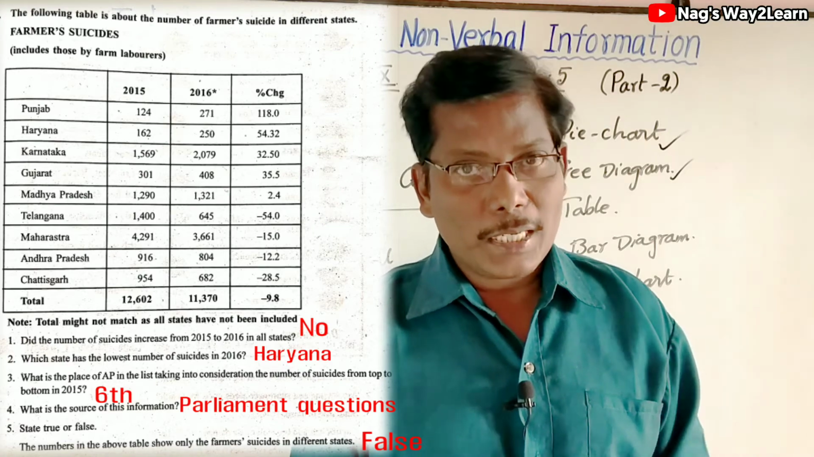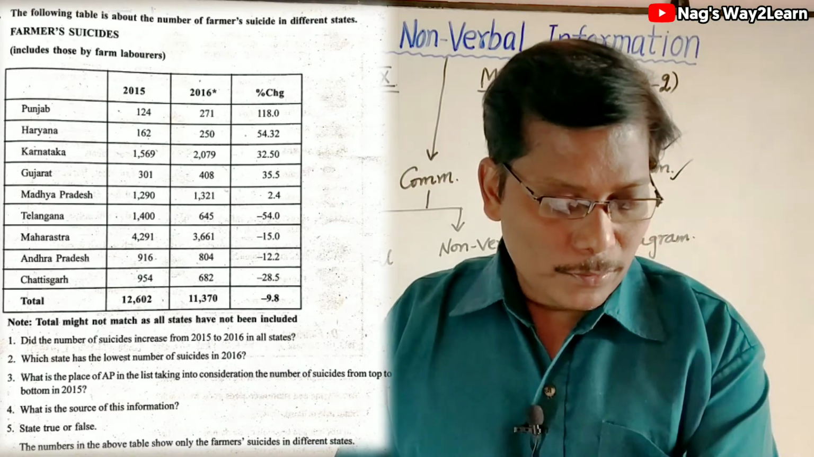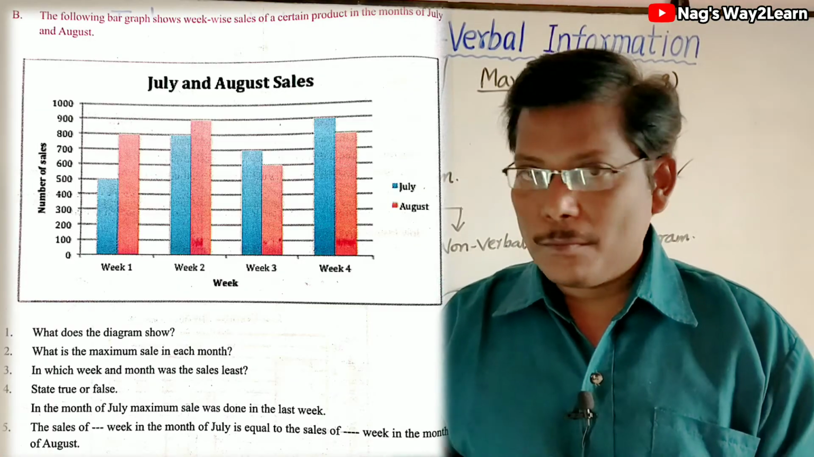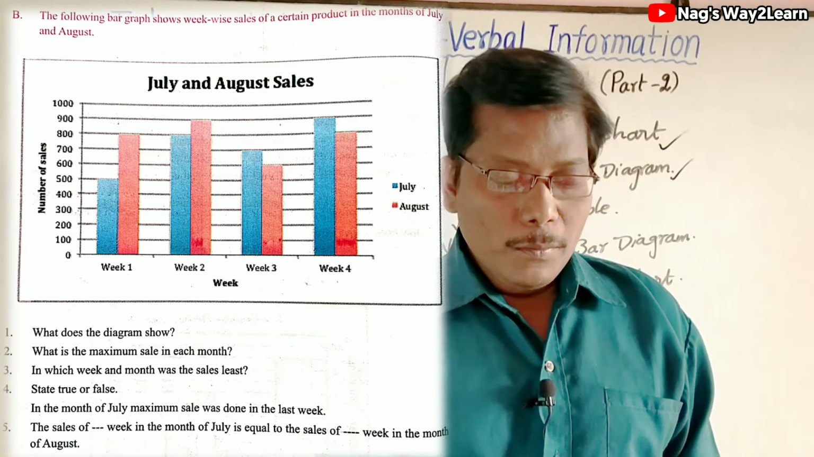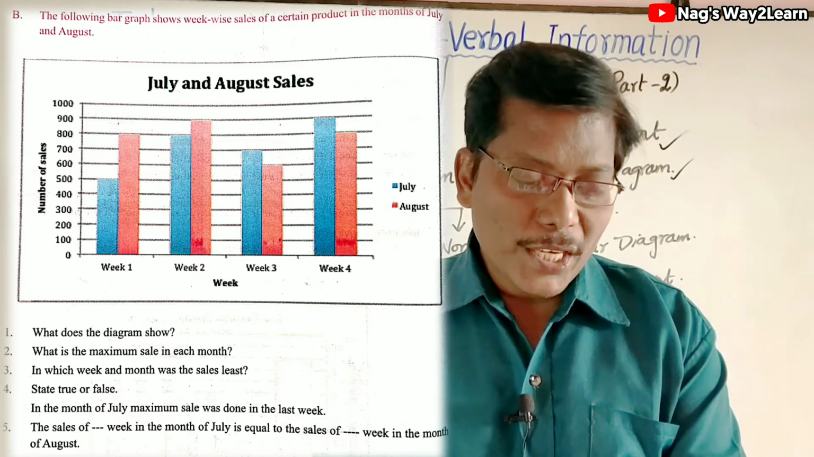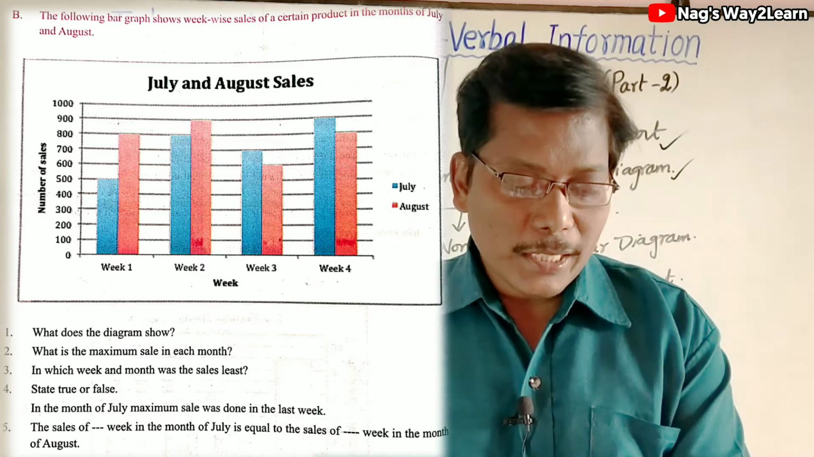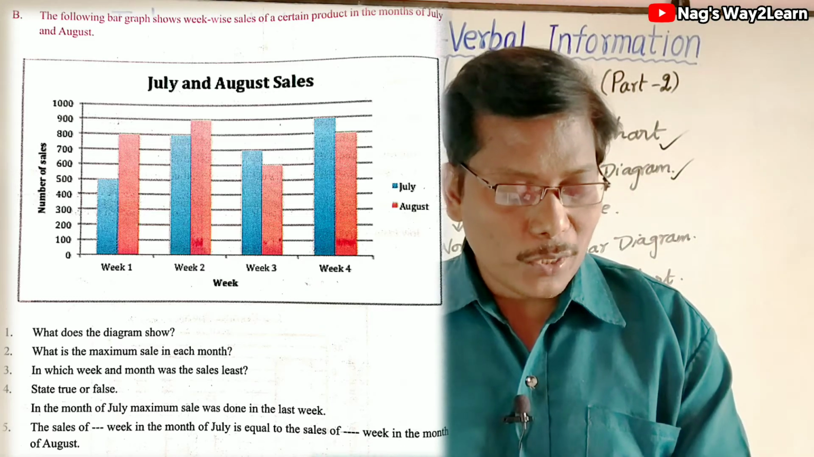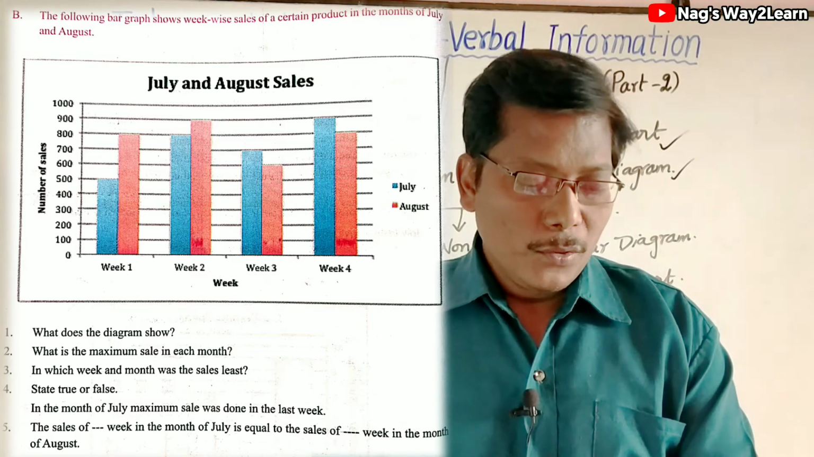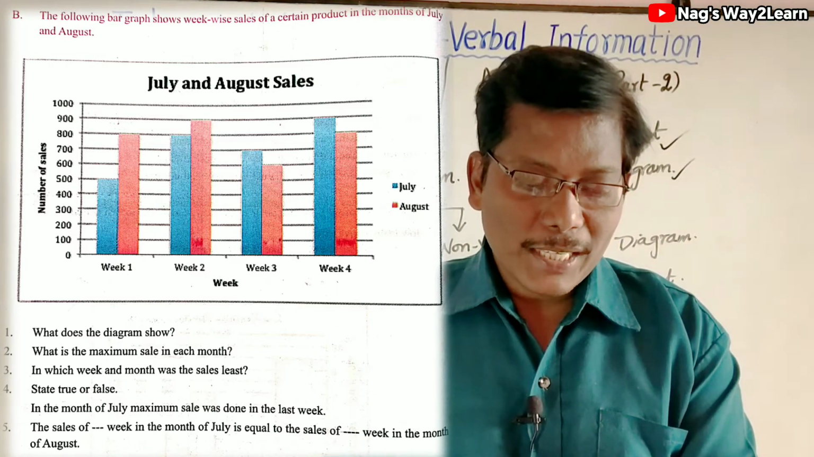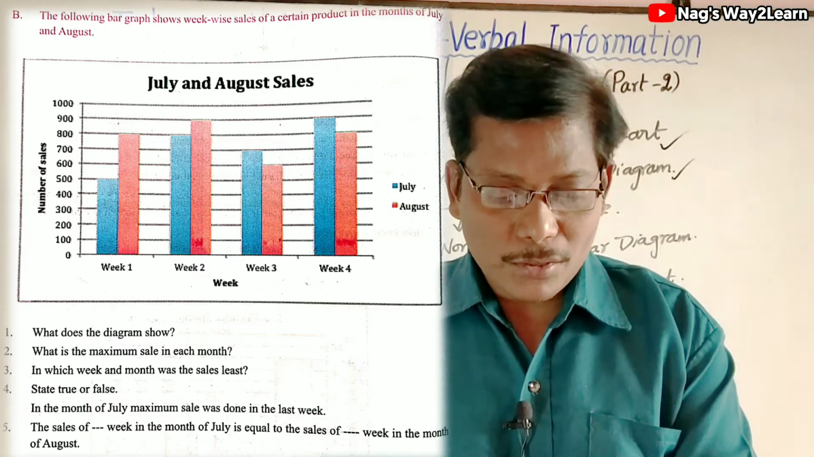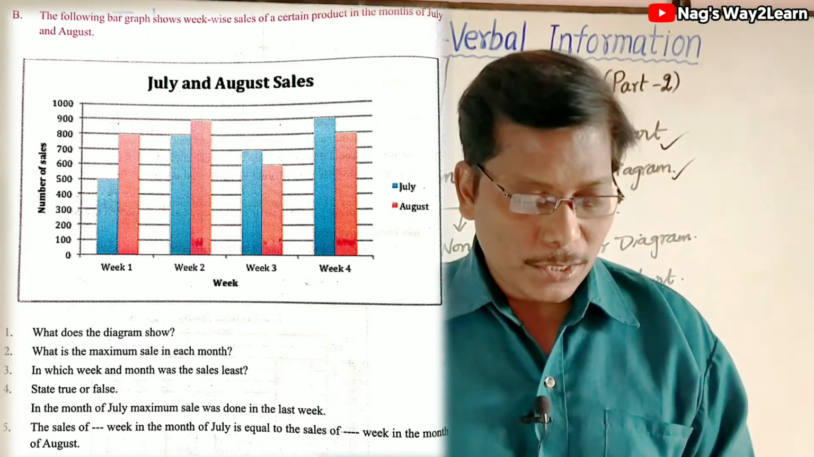So this is one table. Let's do a bar diagram. This is a bar diagram. The following bar graph shows week-wise sales of a certain product in the months of July and August.